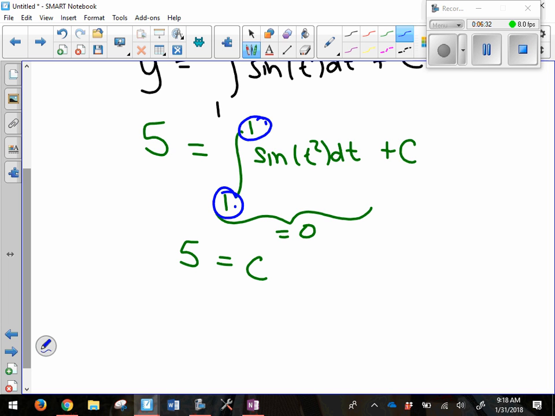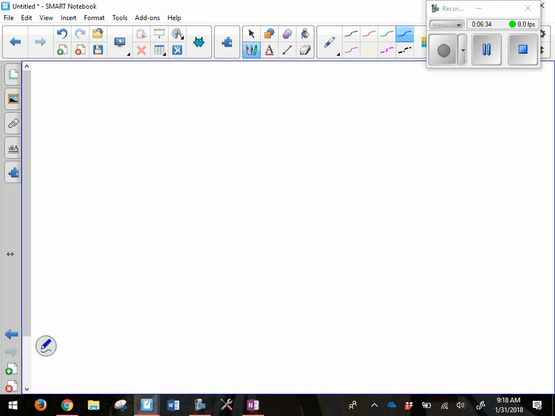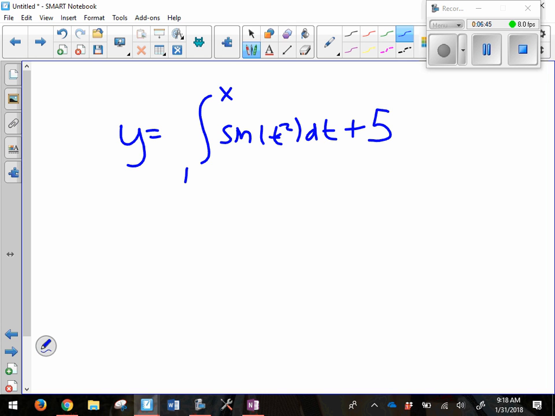Okay, so that means then that our final answer is y is equal to the integral from 1 to x of sine of t squared dt plus 5. Does that help? Make us feel good? We got it? All right. And that's ugly. No question about it. But it is, in fact, a valid answer. If you can evaluate that integral, you should.